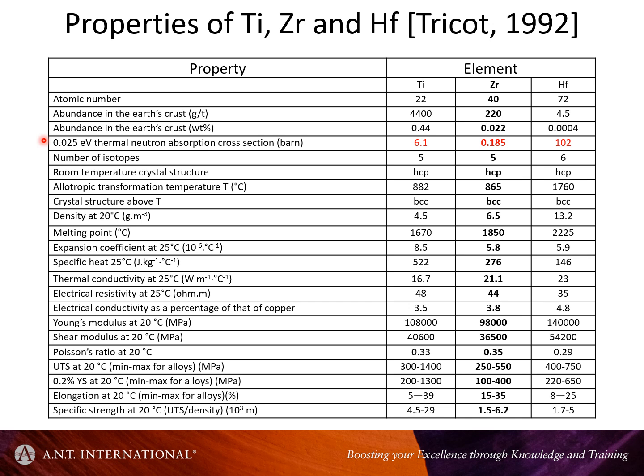A beam line will come out of a reactor, and one can use various methods of counting neutrons to determine what the cross-sections are. And as you'll see, zirconium compared to titanium and hafnium, which are all in the same group in the periodic table, hafnium being heavier than zirconium, zirconium being heavier than titanium. Zirconium has a very low thermal neutron absorption cross-section.